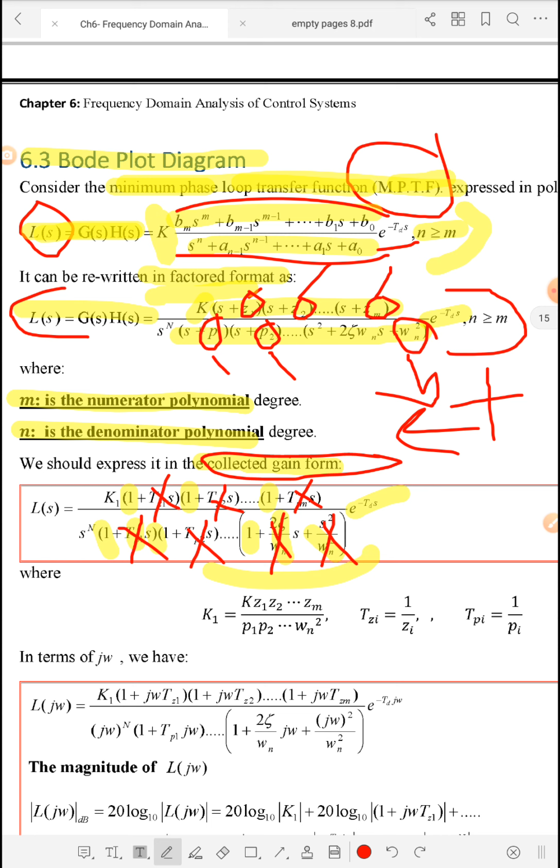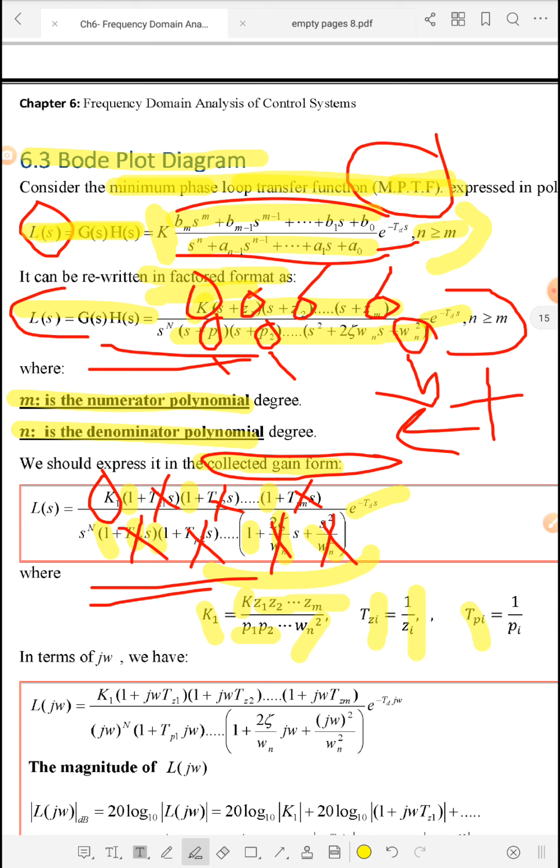So in this equation we have k, while in this equation we have k1. What's the difference between k1 and k? This is the formula. K1 will be equal to the original k multiplied by the factors that we have taken out, z1 till zm, divided by p1, p2 till omega n squared, that I have discussed. We are taking them out. And the values of the tz's are 1 over z, and the values for the tp's are 1 over p in this equation.